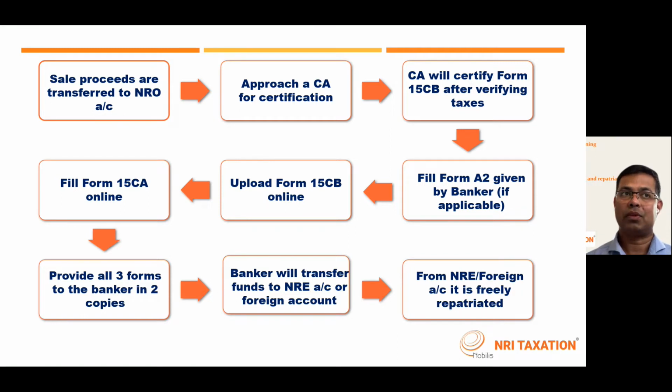Once the sale proceeds are transferred to the NRO account, we verify the transactions with the documentary evidence which you produce, and we will issue you a 15CB certificate. There is a form A2 given by the bankers, and we upload all these forms, 15CA, 15CB, as well as A2 to the tax office, as well as give a copy to the bankers. The banker will verify all these transactions along with our certificate, and they will transfer the funds to your NRO account or your US account, whatever you want it to be.